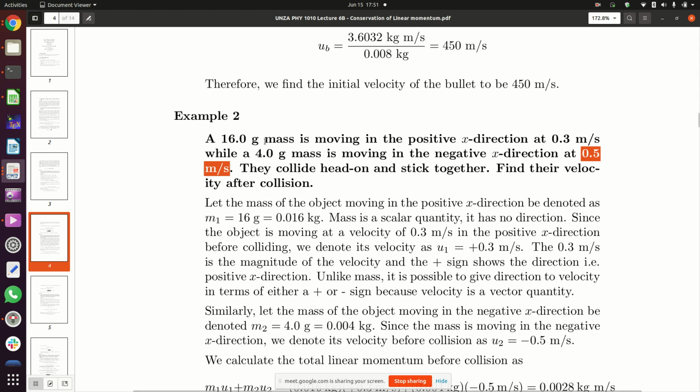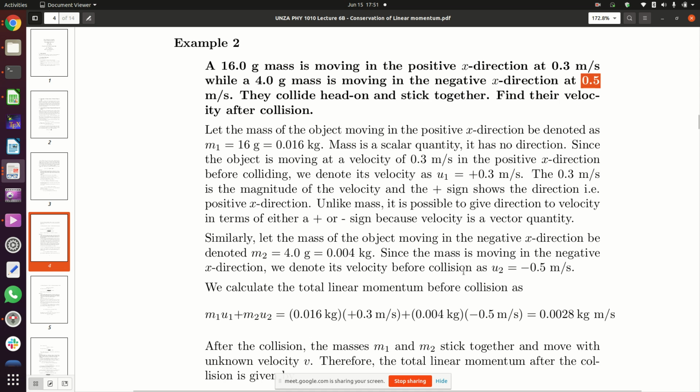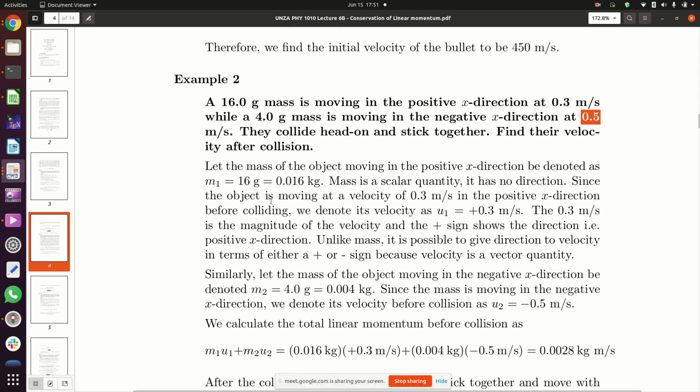So we are going to assume that our 16-gram mass is m1, then our 4-gram mass is m2. If this one becomes m1, then this one becomes m2, then this mass is going to be our u1, then this mass is going to become our u2. So basically, that's what we do. We assume that the 16-gram mass is our m1. m1 is 16 grams, which is 0.016 kgs. And this mass is moving in the positive x direction, so its velocity, u1, is going to be plus 0.3 meters per second.